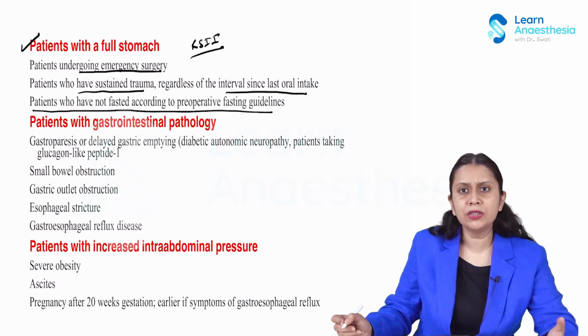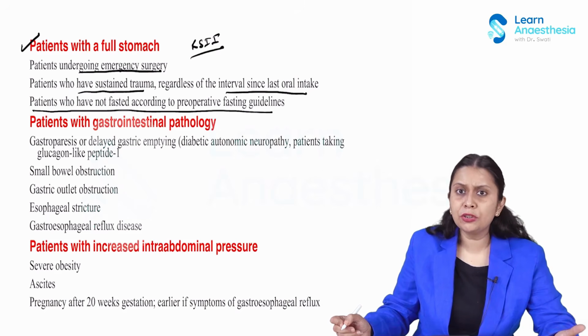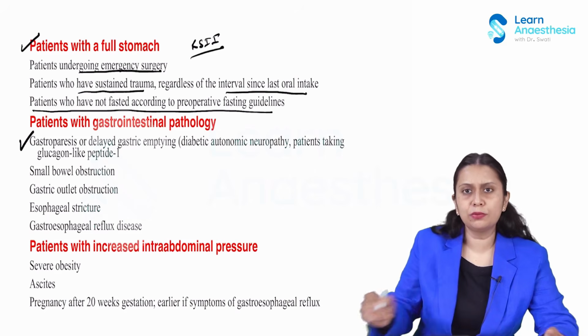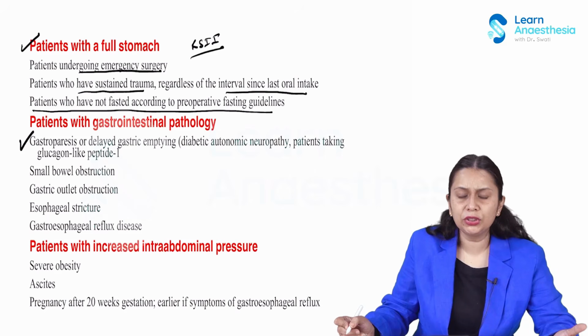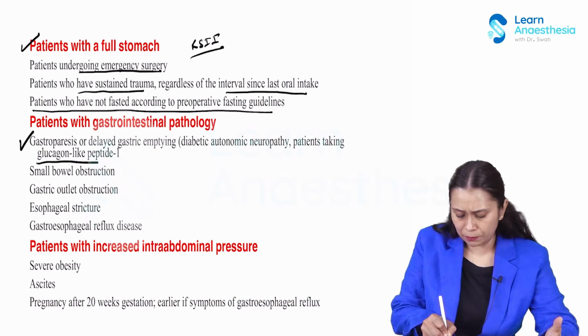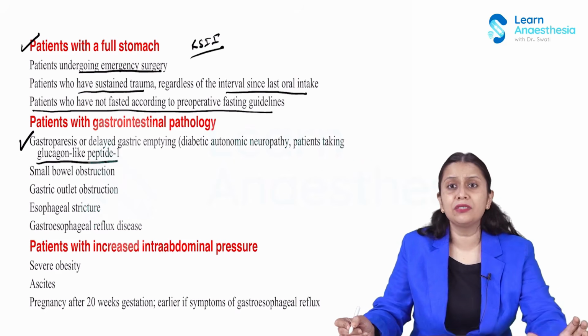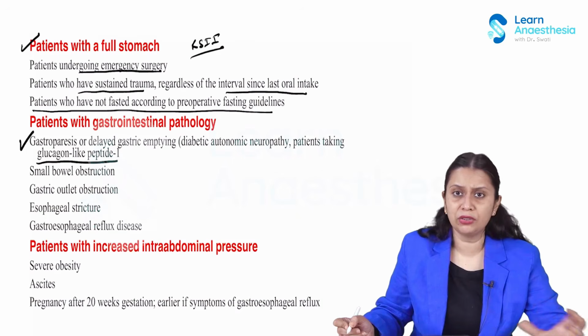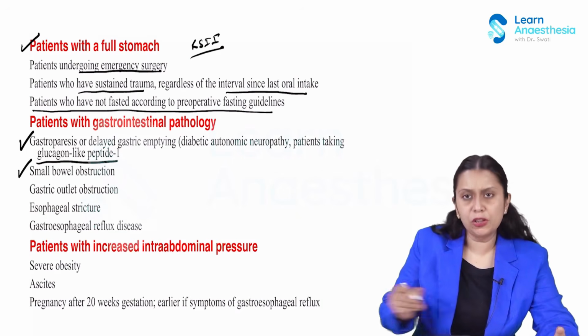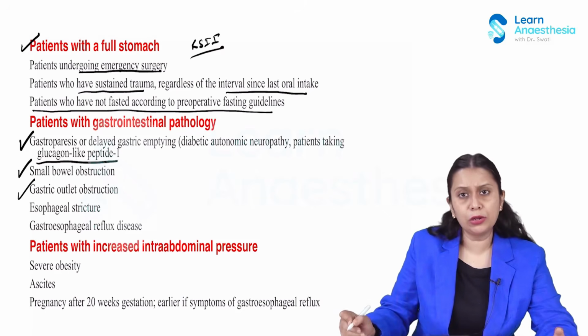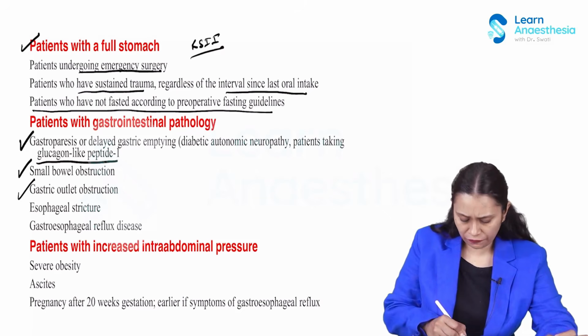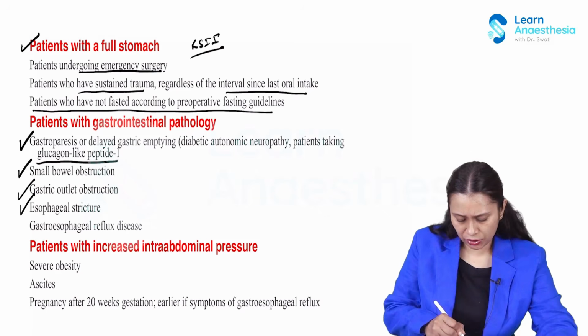Apart from that, gastrointestinal pathology, like a patient having gastroparesis, a diabetic patient having autonomic neuropathy, or a patient on medication causing gastroparesis, like a patient taking glucagon-like peptide, which is used in diabetes and for weight loss, which increases the gastric residual volume and delays the gastric emptying time, or a patient with small bowel obstruction, gastric outlet obstruction, esophageal stricture, or gastric reflux disease.